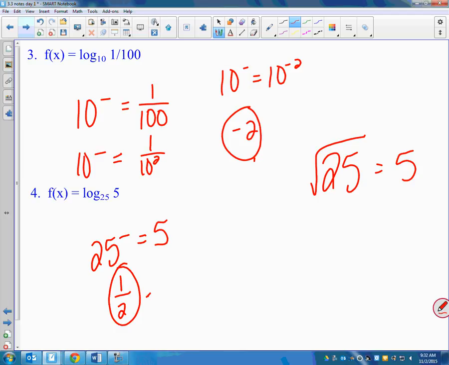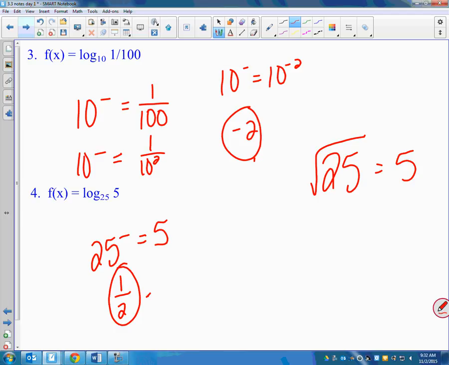People get those confused, fractional exponents and negative exponents. If you get stuck, rewrite it using the definition, all right? That's what I call this, the definition of a logarithm, when you rewrite it as log a of x equals y, a to the y equals x.